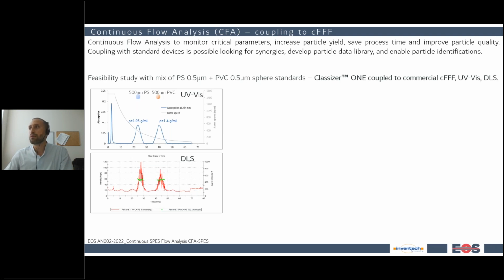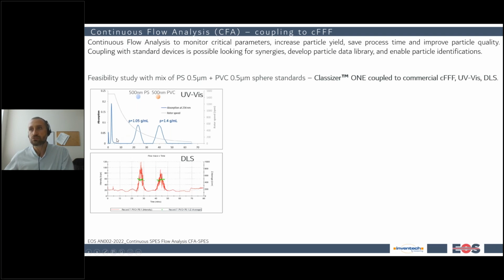Let me show you an example of coupling our system to a commercial FFF. Here we are measuring, as a reference for some methodological validation, a mix of polystyrene and PVC particles with the same size dispersed in the same liquid. And we are measuring in real time, in line with an FFF, a spectrophotometer, and a DLS. This is the signal coming from the spectrophotometer.